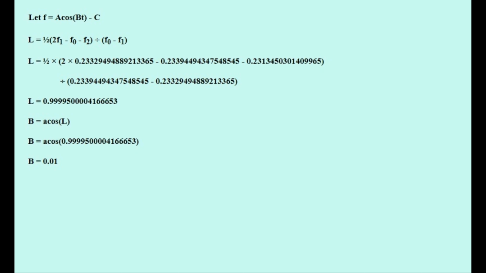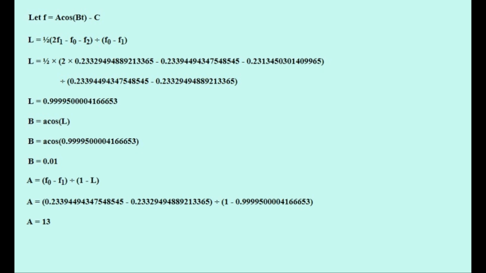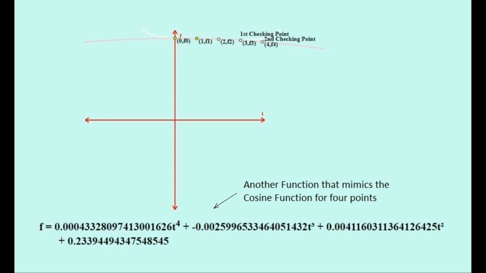numerical value in this case. And this is what a is equal to. And this is what c is equal to. And this is a look at the graph of this cosine equation. And another function that mimics it is shown here in white. The frequency of this cosine function is very low.